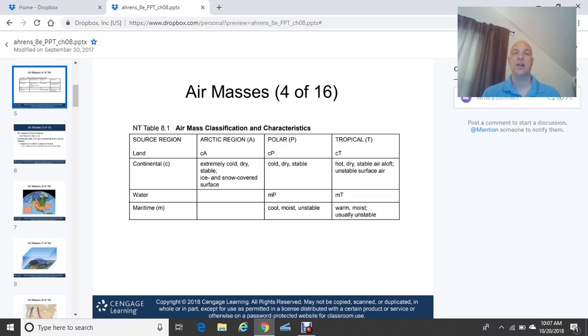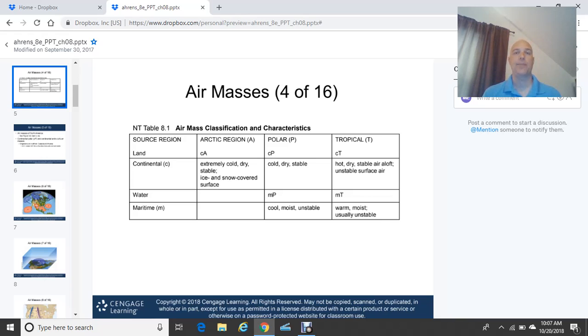Continental Arctic air usually forms over ice and snow-covered surface areas. And you notice there's no formation of Arctic air masses over water. In the middle column there, a continental polar air mass is usually cold, dry, and stable. If a polar air mass forms over water, that would be known as an MP air mass, a maritime polar air mass. And that is cool, moist, and unstable.